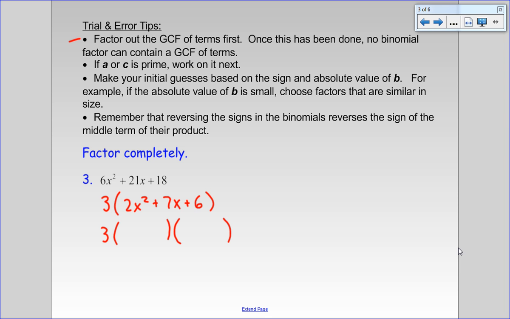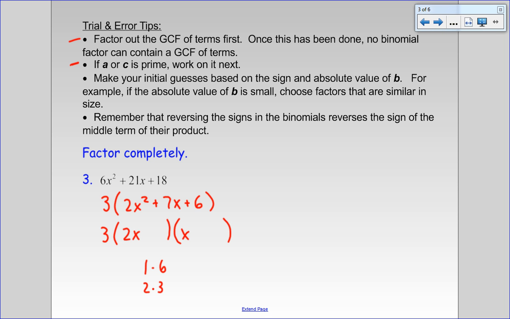Looking at our first term, 2x squared, the value of a there is prime, so we know that the only way to factor 2x squared is 2x times x, so we can start with that. And then looking at our constant 6, there are two possible factorizations, 1 times 6 and 2 times 3.